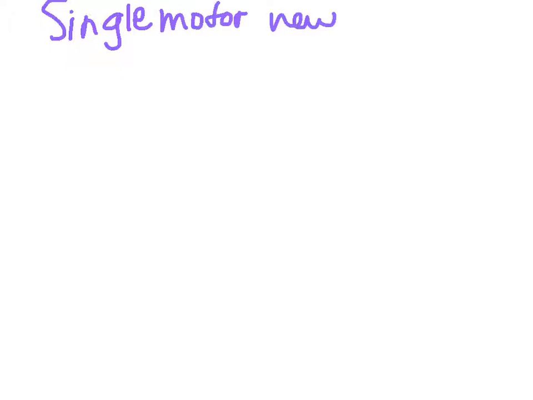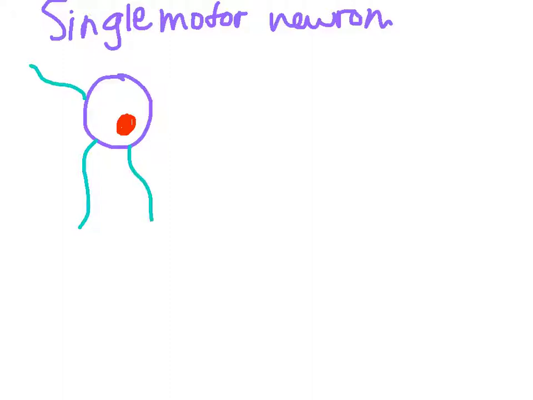I am drawing a single motor neuron. First is the cell body, which holds all parts of the cell, including the nucleus. Right here we have the nucleus that holds all genetic information in the form of chromosomes. Coming off of the cell body are dendrites. The dendrites receive messages from other cells.